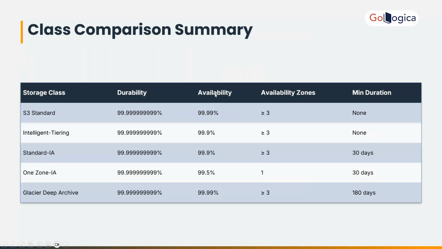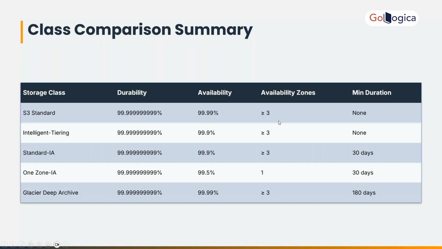Similarly, the opposite of this: if you deduct 99.99 from 100, what you will get is the downtime. Here it is 0.01, so 0.01% is the downtime. During that downtime, you are trying to access your object, but you are not able to access it. So that is the downtime.